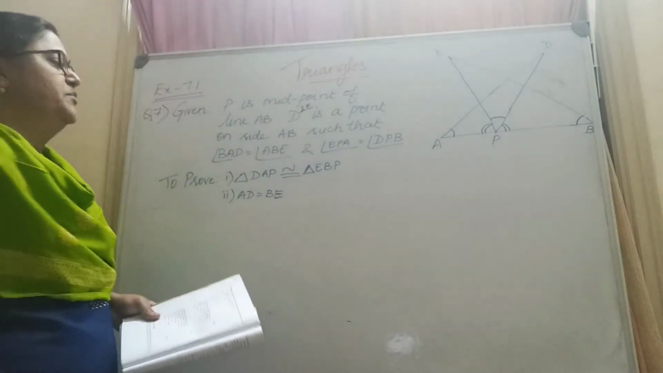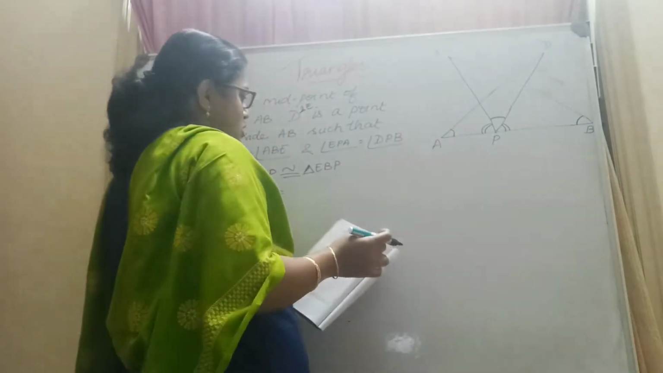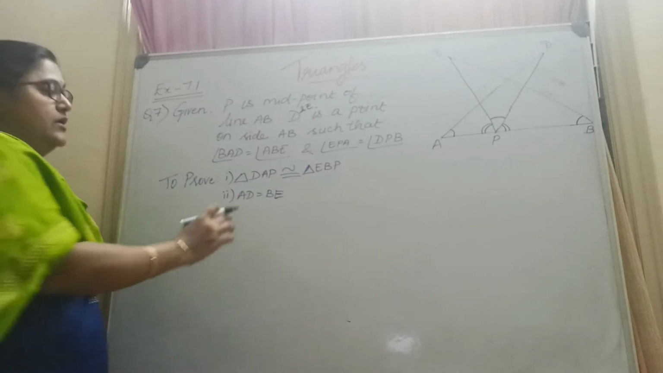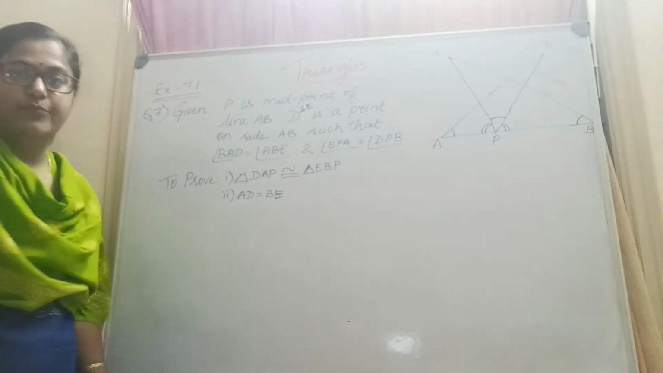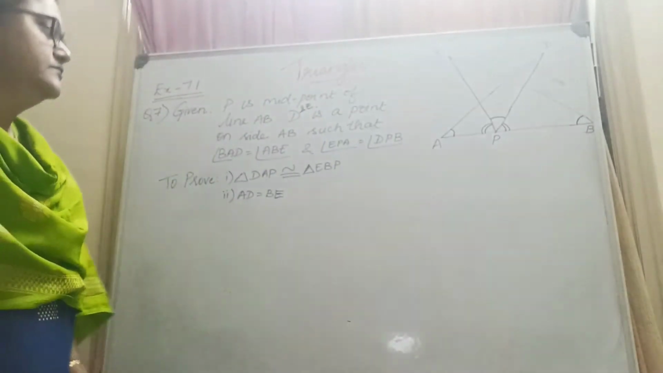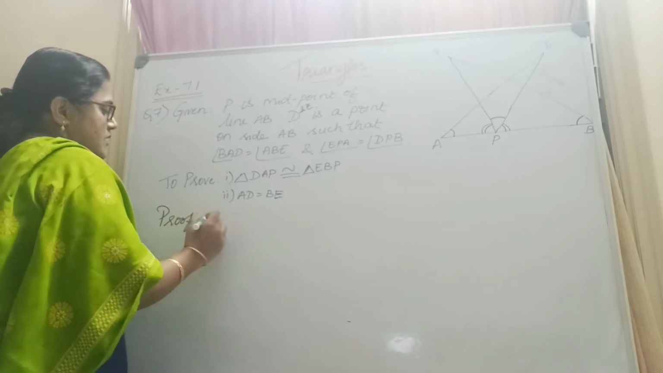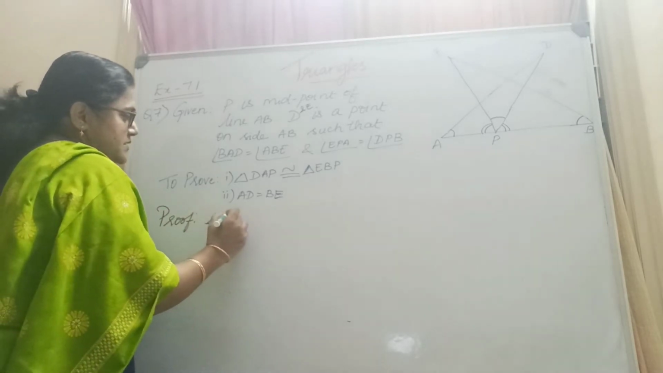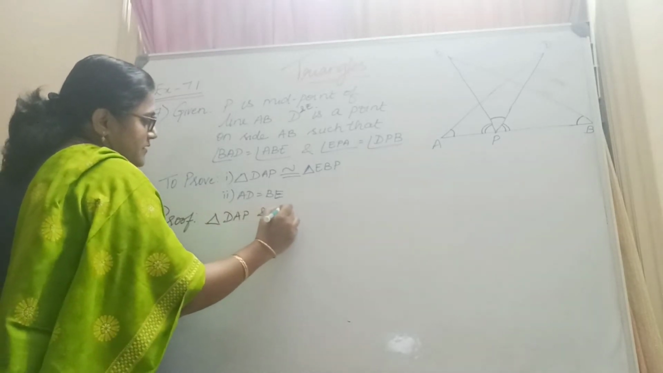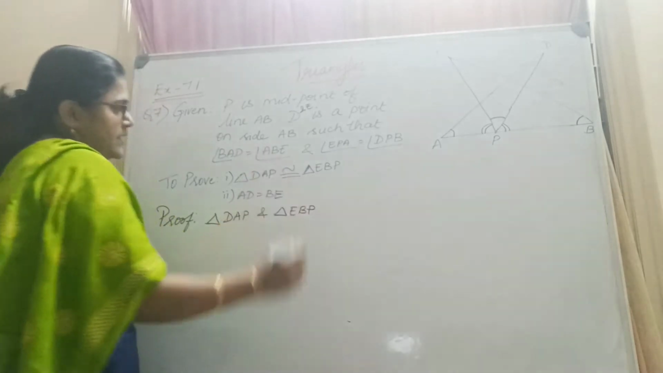Okay. I have to prove that triangle DAP is congruent to triangle EBP. Fine. And then I also should prove that AD is equal to BE. Okay. Now let us see the proof. Now considering the same two triangles which should be proved that they are congruent, that is DAP and EPB.